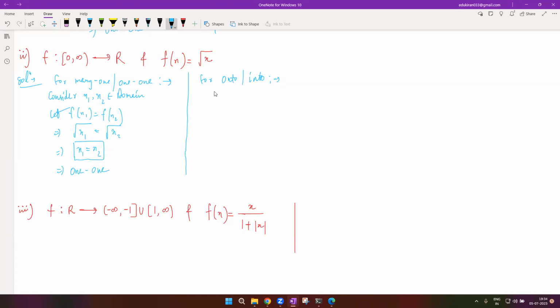Now let's come to the second part, for onto and into. So for onto and into, first replace f(x) with y. So your y is equal to root x. Now y is given in terms of x. First find out x in terms of y. So square both sides. This gives you x is equal to y square.